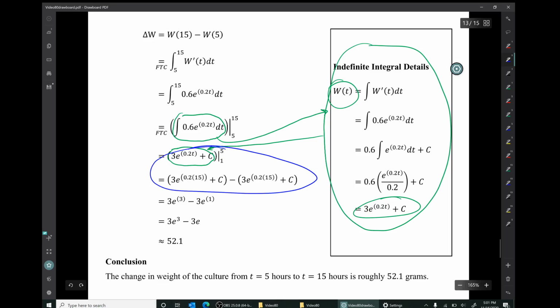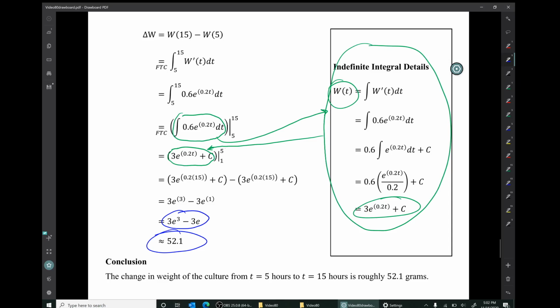We substitute in t equals 5 and substitute in t equals 1 and subtract. And we simplify, and we end up with this expression, which is the exact answer, 3e cubed minus 3e. That's the only way to write that number exactly. This is a decimal approximation obtained by typing those symbols into a calculator.